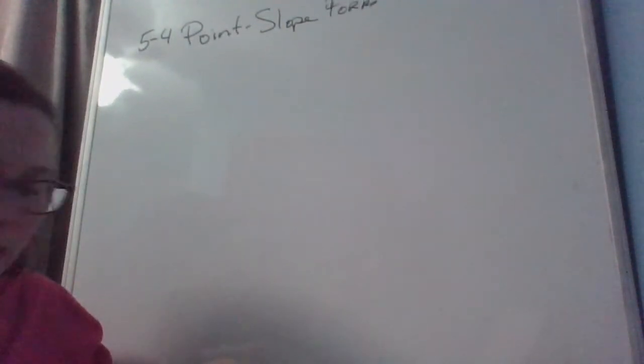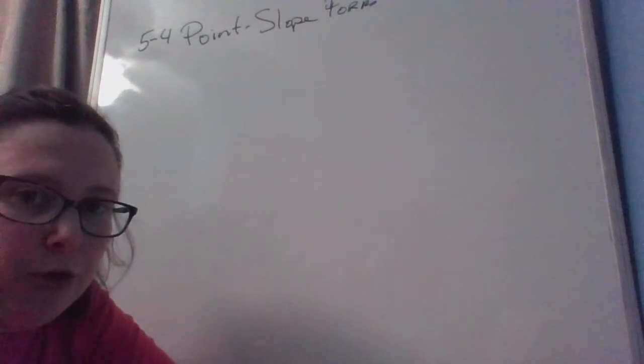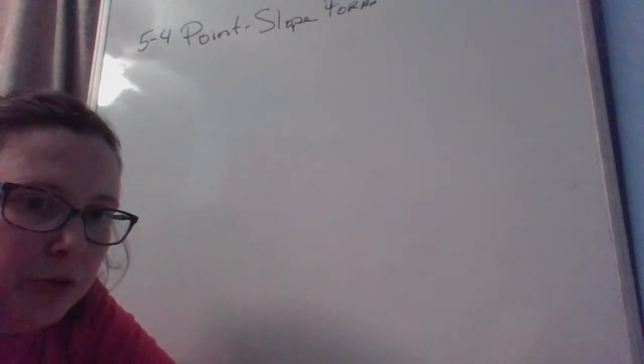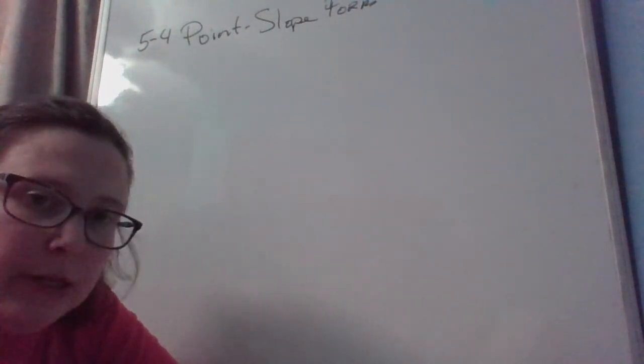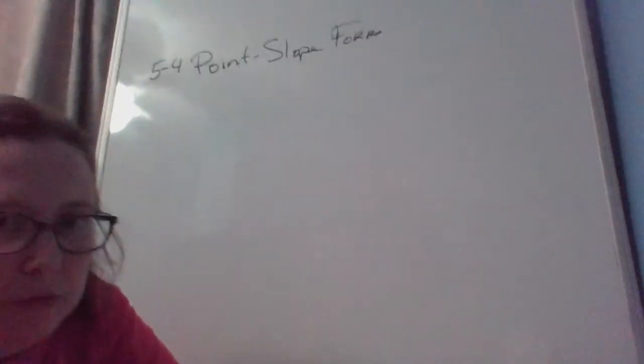Alright, here we are with 5 down to 4, which is point slope form. If you would go ahead, pause your video, do your heading, and there's one vocab word, and then come on back. Our one vocab word here is, in fact, point slope form, which makes sense because that's the name of the section.